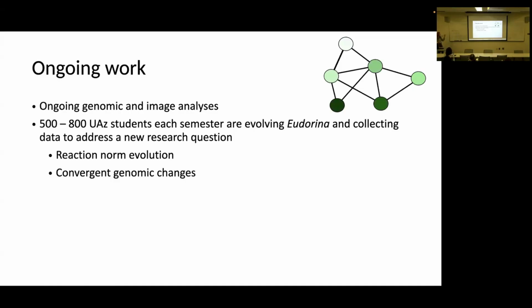Last semester, they collected data on reaction norm evolution. I've got all the images for that. So I'll be able to look at how the plastic response to the environment evolves in response to repeated cold shock. And right now, they are using our most effective selection regime. They're going to send me the samples, and we're going to look for convergent genomic changes.